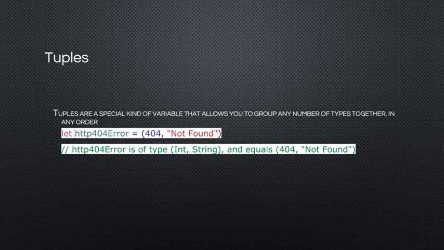Here we get into the first Swift-only feature, well, I guess they have tuples in other languages too, but this is unique to Swift as compared to C++ and Java. Basically, a tuple is a small user-defined variable where you can stick any number of types together. For example, this HTTP 404 error is going to be a tuple of an integer and a string. So the type is going to be (Int, String).